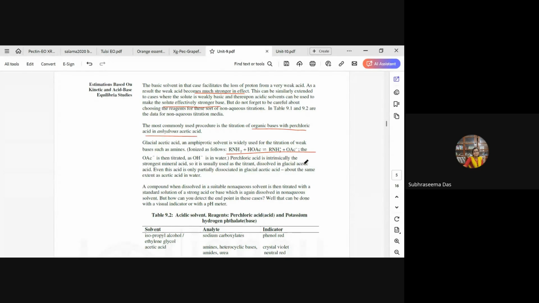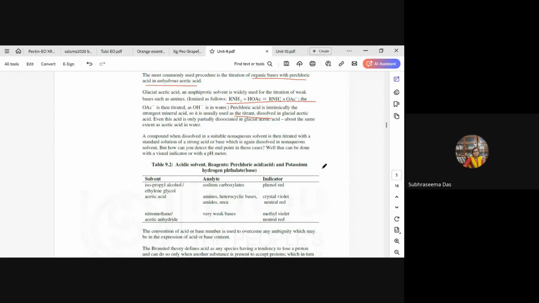The use of perchloric acid is that it is one of the strongest mineral acids, so it is usually used as the titrant. It is dissolved in acetic acid and used as the titrant. Even if this acid is only partially dissociated in glacial acetic acid, it is to the same extent as acetic acid in water. So that is why perchloric acid is mostly used in non-aqueous titrations.